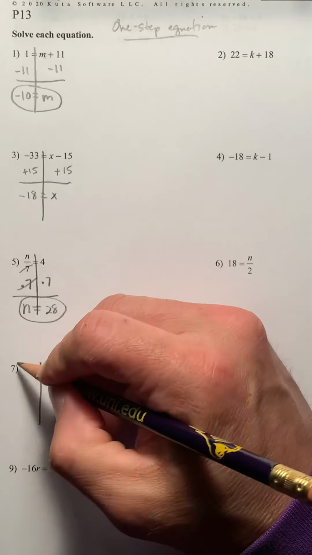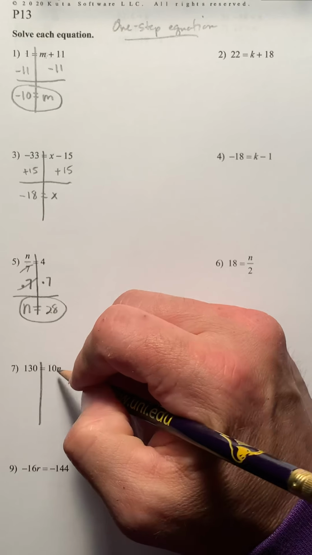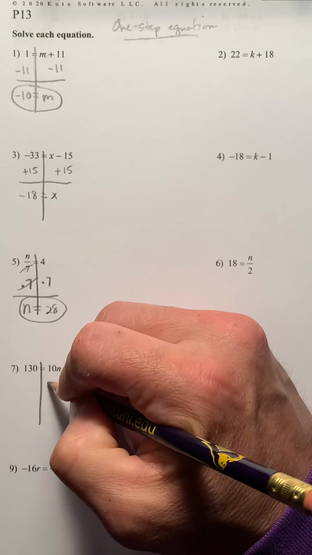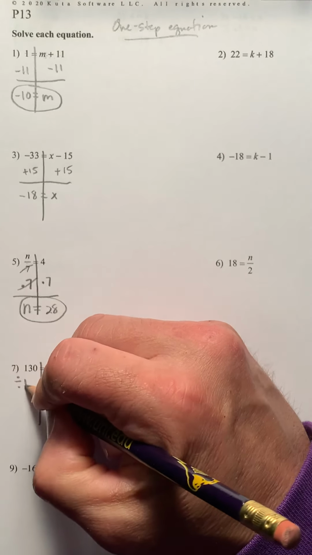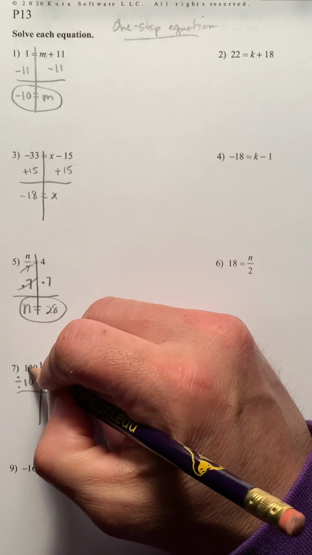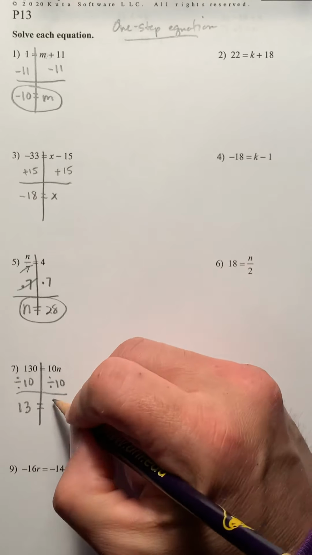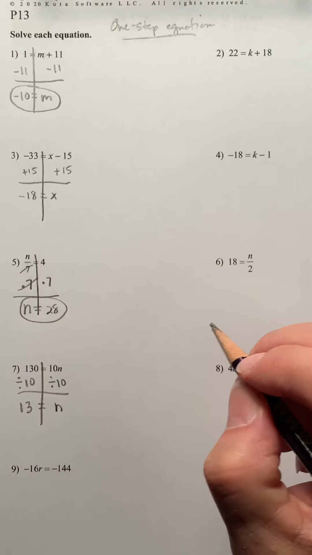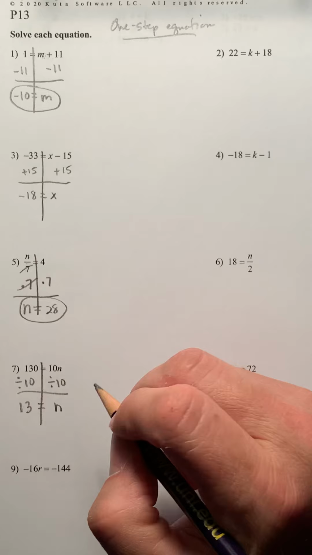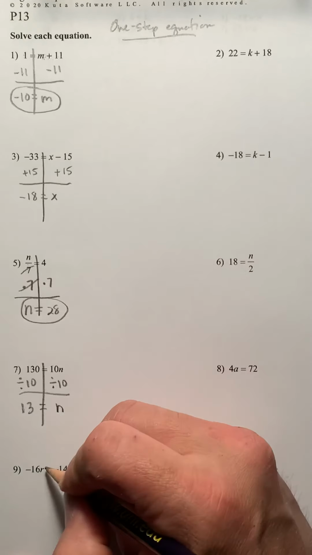In the case of number 7, this is 10 multiplied by n. I got to do the opposite of multiplication, which is division by 10, right? I'm going to divide by 10 to both sides. 130 divided by 10 happens to be 13. Calculator problem if you need it. 10 divided by 10 is 1n. That's all we have left. And we don't have to write the 1. That's all we're looking for, that indicates that there is a 1 already.